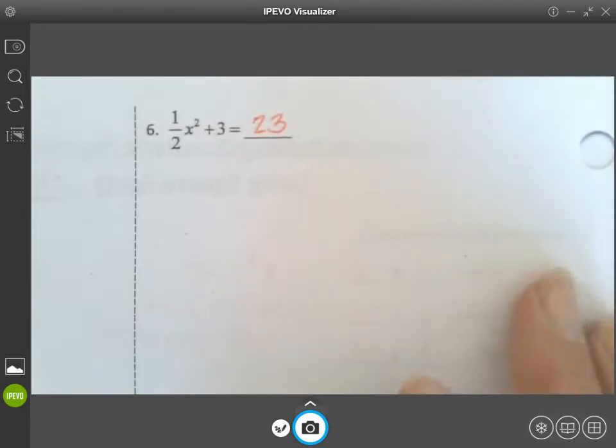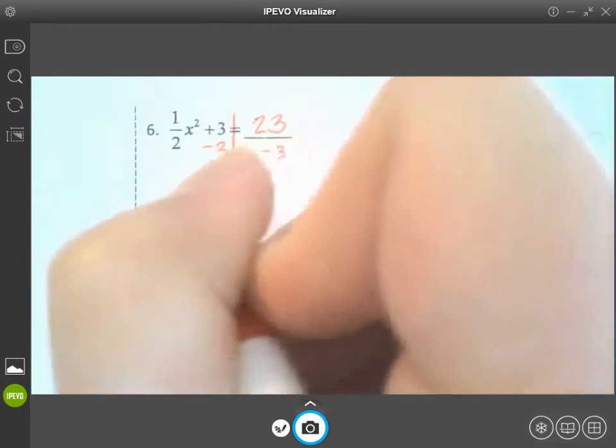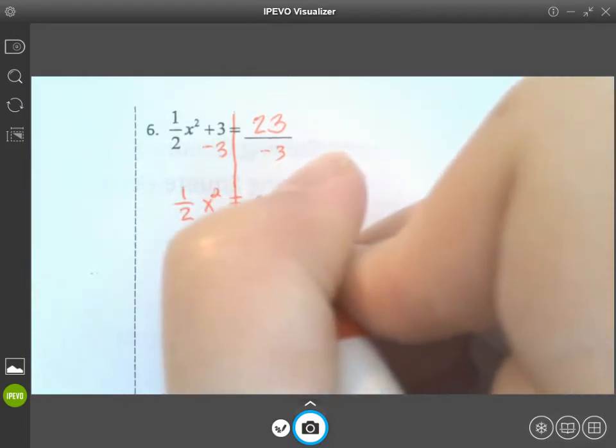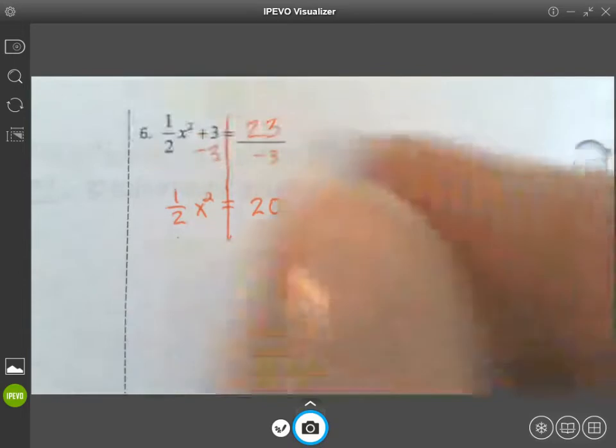Okay, so what would you do to get rid of that plus 3? Okay, I agree. Subtract 3. I'm left with a half x squared still equals, but now it's 20, right? Now what? Get rid of the 1/2 or get rid of the power 2? The 1/2. Now, how do I get rid of that? You're 100%. Yeah, it's 1/2 times x.